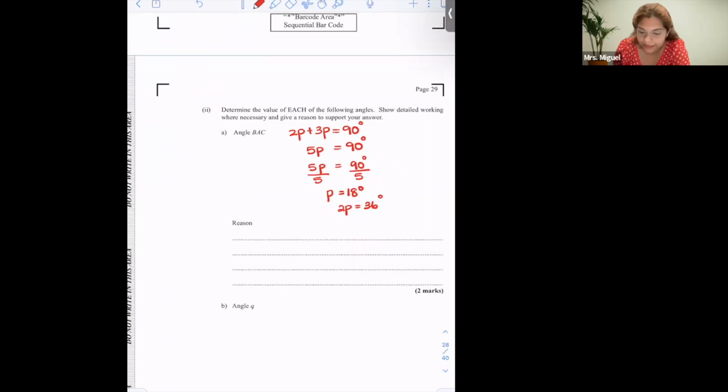The reason is the sum of angles in a triangle is 180. That is the reason we used to find BAC. The sum of angles in a triangle is 180 degrees.